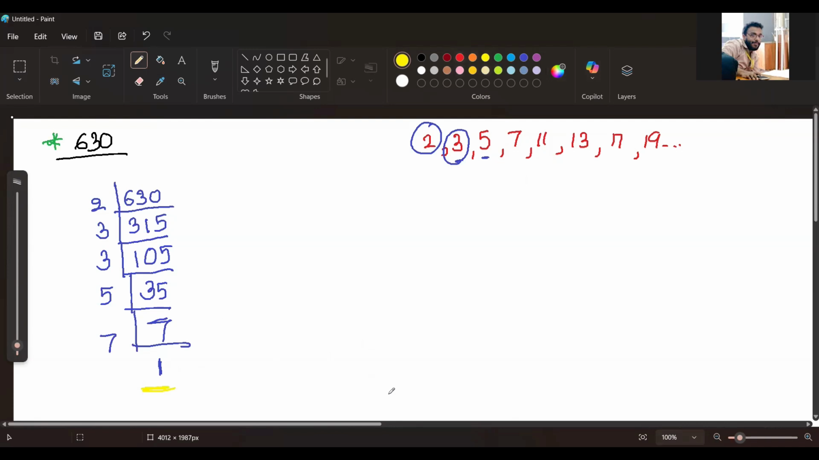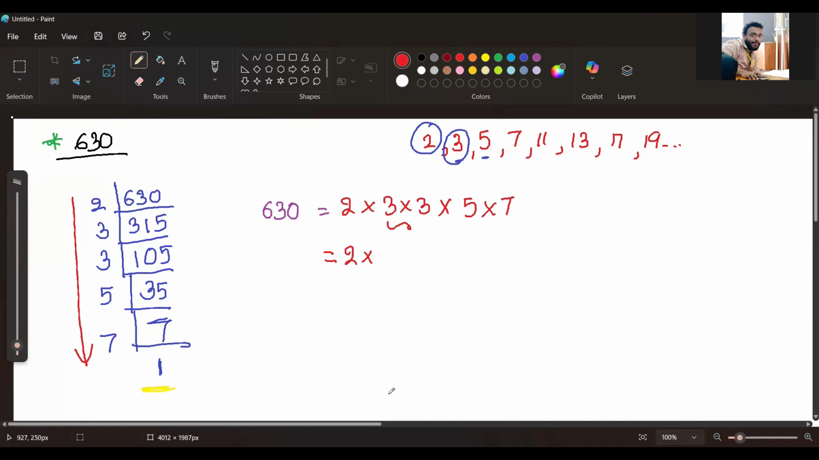Oh sorry, 35 divided by 5 is 7. Now you can write 630 as a multiplication of them. What are the values? There are two 2s, two 3s, and 5 and 7. Now you can write this as a multiplication of powers. So here there are 1, 2.